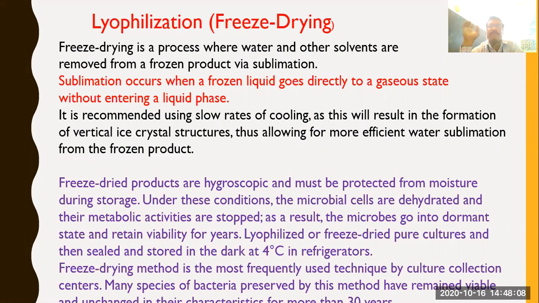For example, see, if this culture is preserved at a temperature of 0 degrees Celsius, what happens? In a freezer whose temperature is 0 degrees, 100% there is formation of ice crystals, and these allow more efficient water sublimation from the frozen product. We can see this, such activity can happen at our home also. Okay, the freeze dried products are highly hygroscopic in nature.